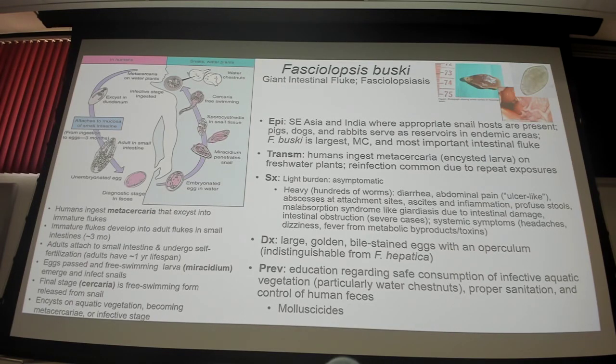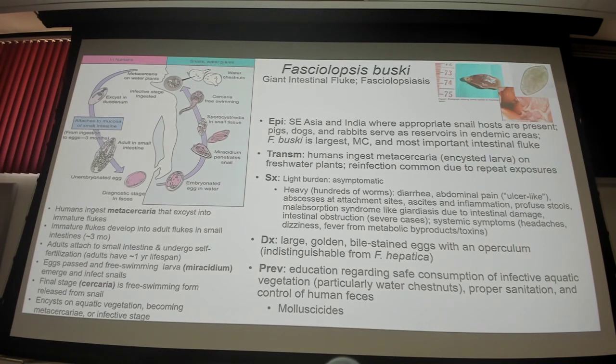In terms of symptoms, if you have a light burden, which means you have ingested a few of these larvae, you might have an asymptomatic infection. If you're ingesting a lot, or frequently ingesting a lot of these larvae, you can get more severe infections, including diarrhea and abdominal pain, associated with the development of these adults in the intestines.